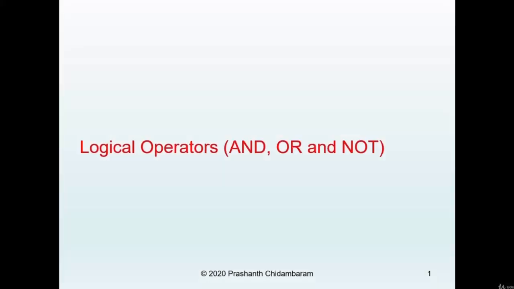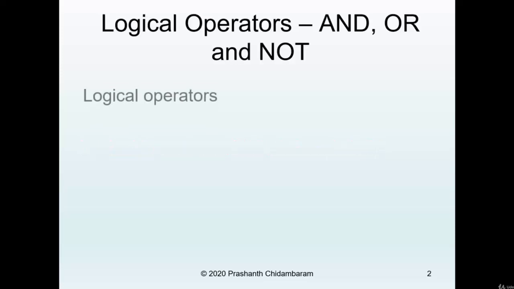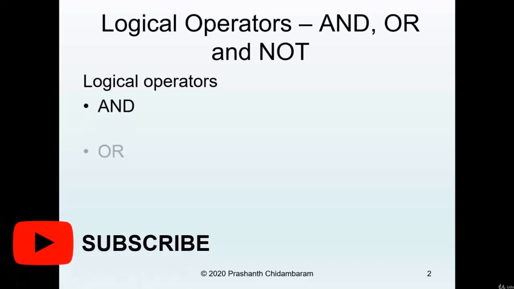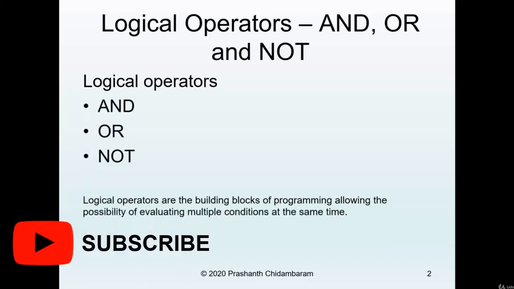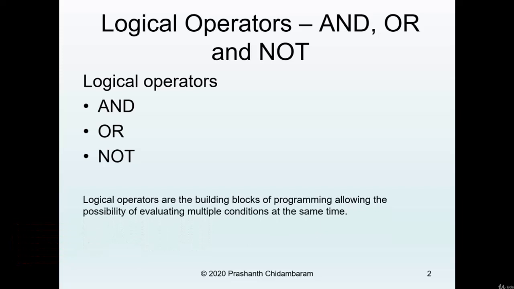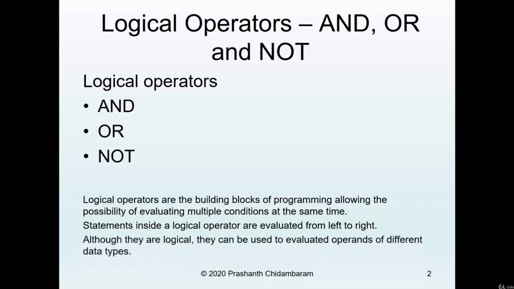Hey everyone, so in this video we'll be looking at logical operators: and, or, and not. Logical operators are the building blocks of programming, allowing the possibility of evaluating multiple conditions at the same time. Statements inside a logical operator are evaluated from left to right, and they can be used to evaluate operands of different data types. So for instance, you can operate on a character or a numeric, it doesn't matter.